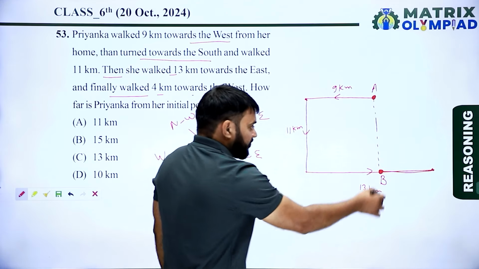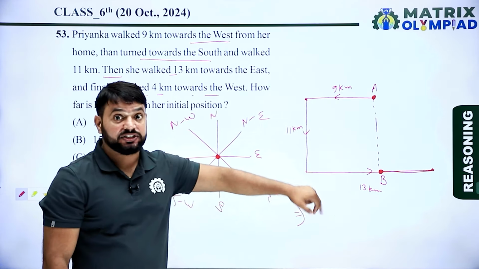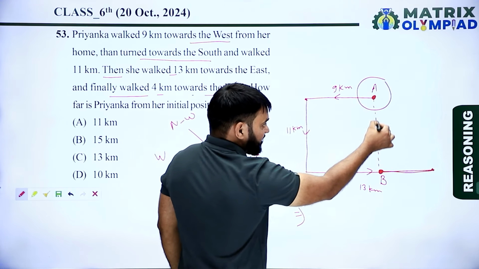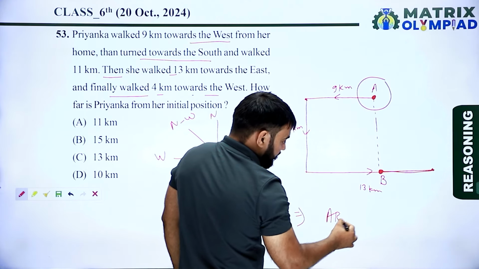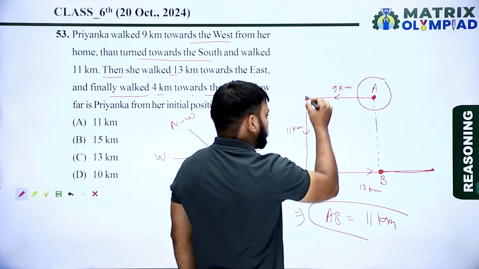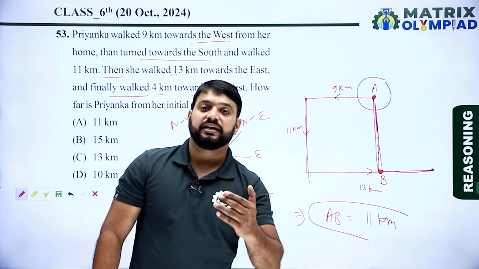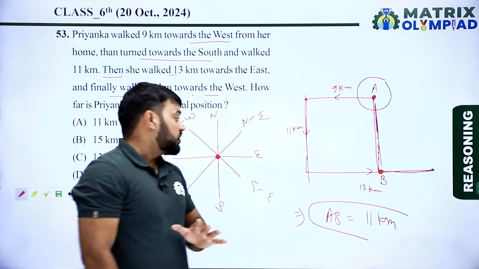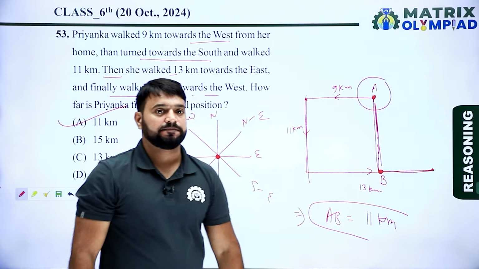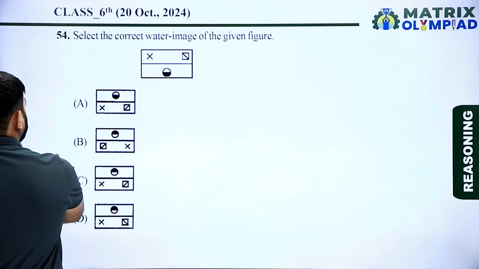So the final point will be exactly in the south direction from the starting point. So find the distance between AB. So AB is equal to 11 kilometer. So the distance between final point and initial point is 11 kilometer. So now here option A is the correct answer of this question. So now let's move on to the next question. Now the next question is question number 54.